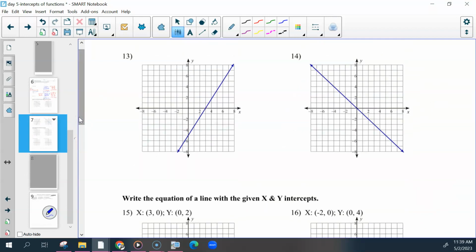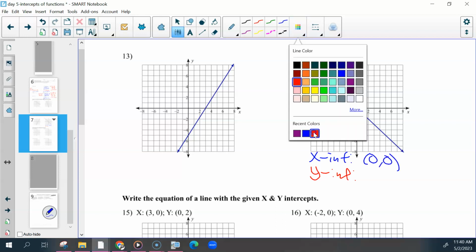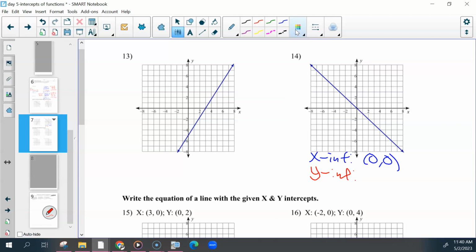Number 14 was part of the write-what-the-intercepts-are problems. So for 14, what would your x-intercept be? Where does it cross the x-axis? 0. And as an ordered pair, that'd be 0, 0. Where does it cross the y-axis? Also at 0, so still 0, 0.